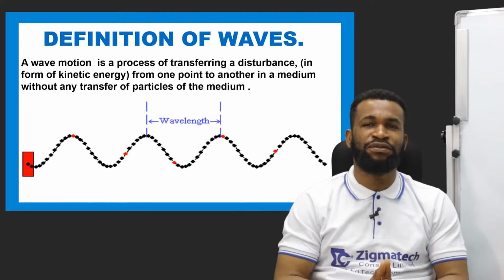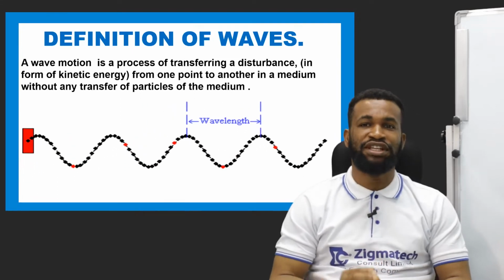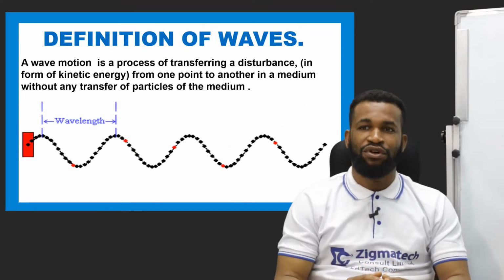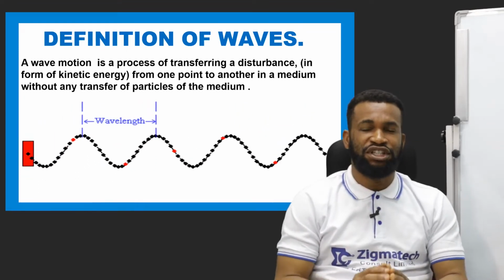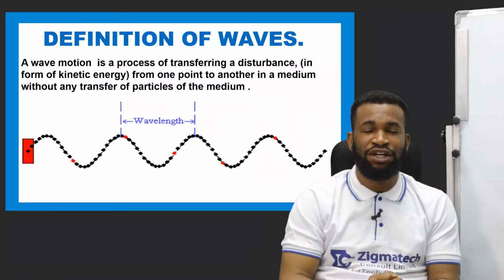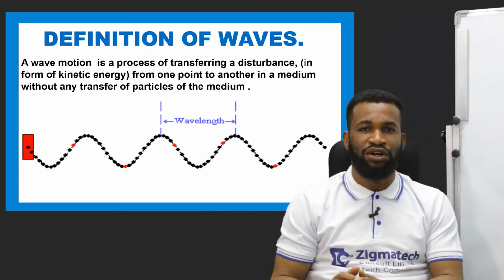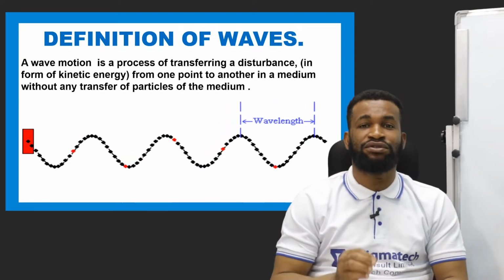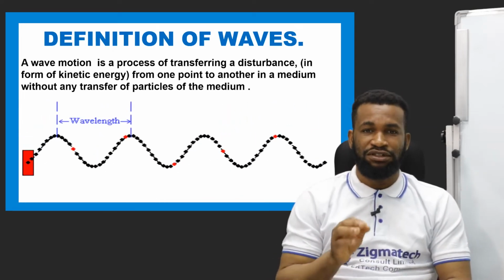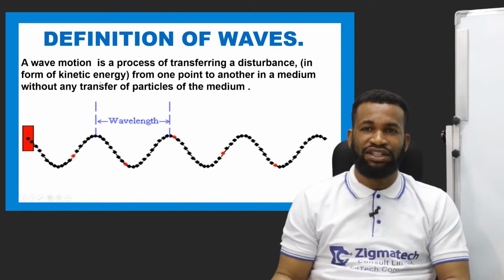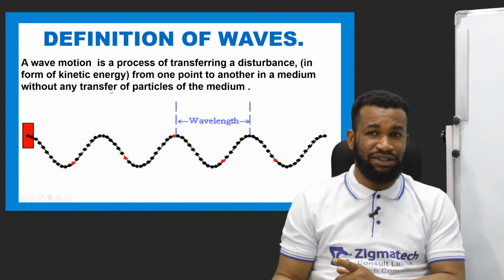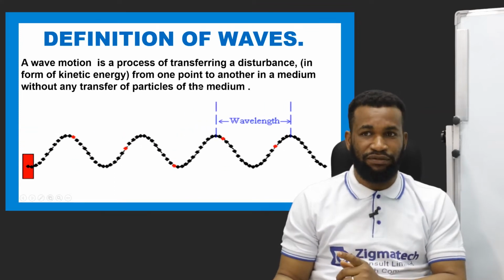He said that a wave motion is a process of transferring energy or a disturbance in a form of kinetic energy from one point to the other without any permanent displacement of the particles of the medium. Look at that point, very important. He said without any transfer or displacement of the particles of the medium.